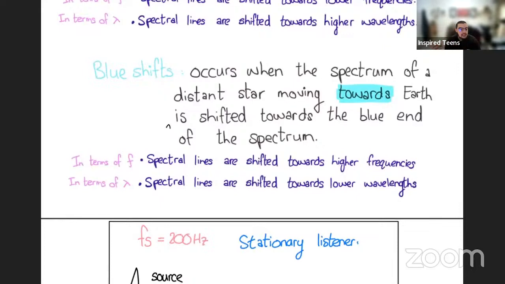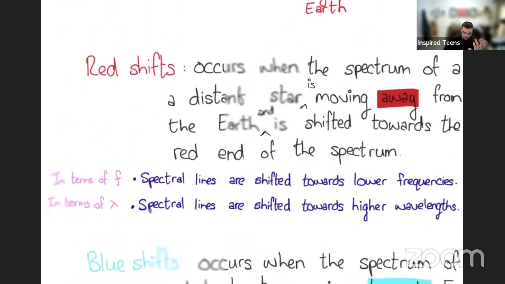In terms of frequency, the spectral lines are shifted towards higher frequencies. We expect that because it's moving towards. When it's moving towards, we experience an apparent change in the frequency, which is higher than what it actually is. In terms of lambda, remember frequency and lambda are inversely proportional, so the spectral lines would be shifted towards lower wavelengths. Higher frequencies, lower wavelength. That describes that inverse relationship that we discussed.